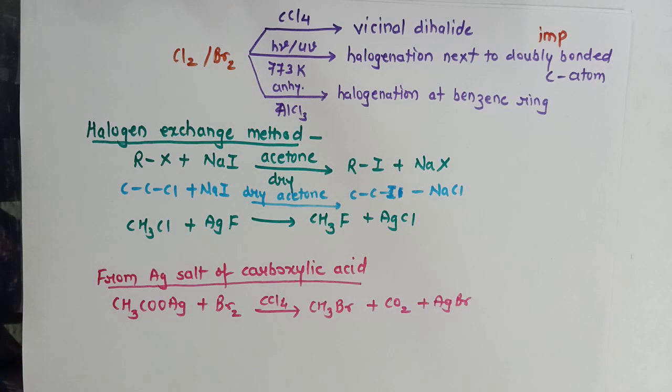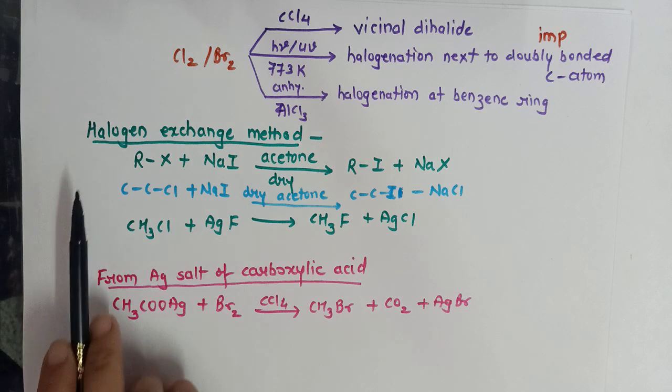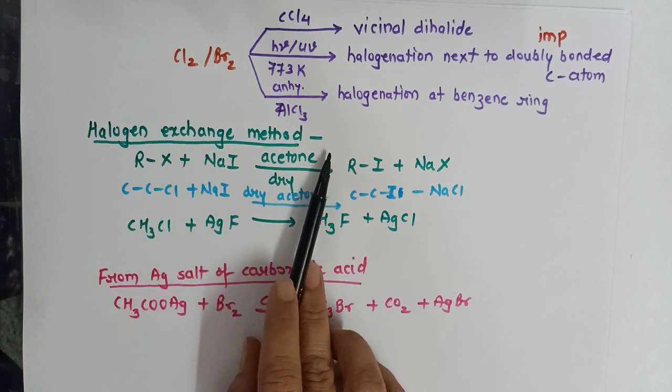Now electrophilic substitution reaction is the next method, and as I have already told you, it is especially for the preparation of haloarenes, and therefore right now I am skipping it because in this video I am going to totally focus on haloalkanes. So I will move to the next one, the halogen exchange method.